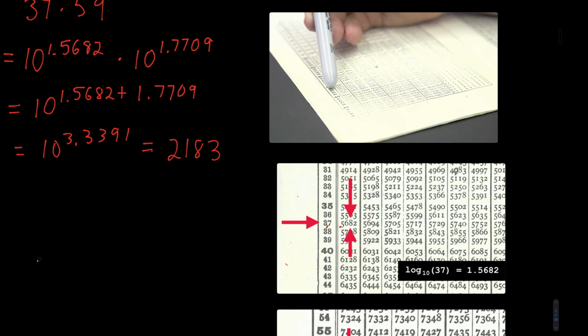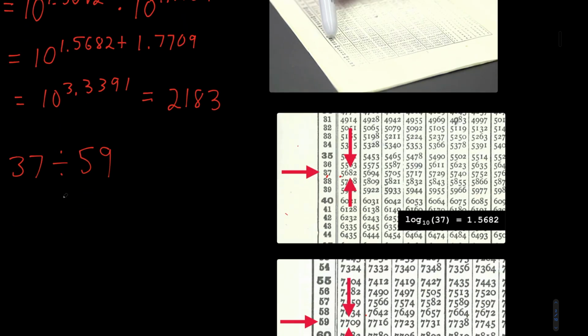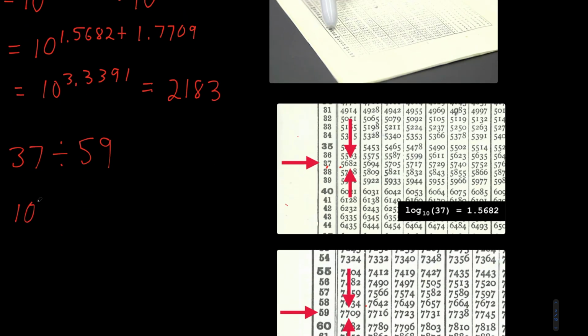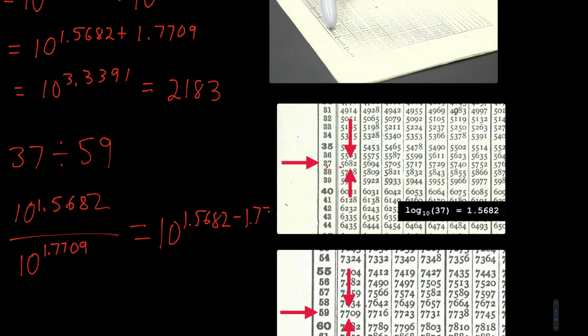But let's say we just had 37 divided by 59. You would just express these in base 10 again. So you just do 10 to the 1.5682 over 10 to the, same thing, but just look it up. So then we got 1.7709 for 59. Then you just subtract these exponents, and you would just do 10 to the 1.5682 minus 1.7709. And you would look that up on the tables and obtain the answer.